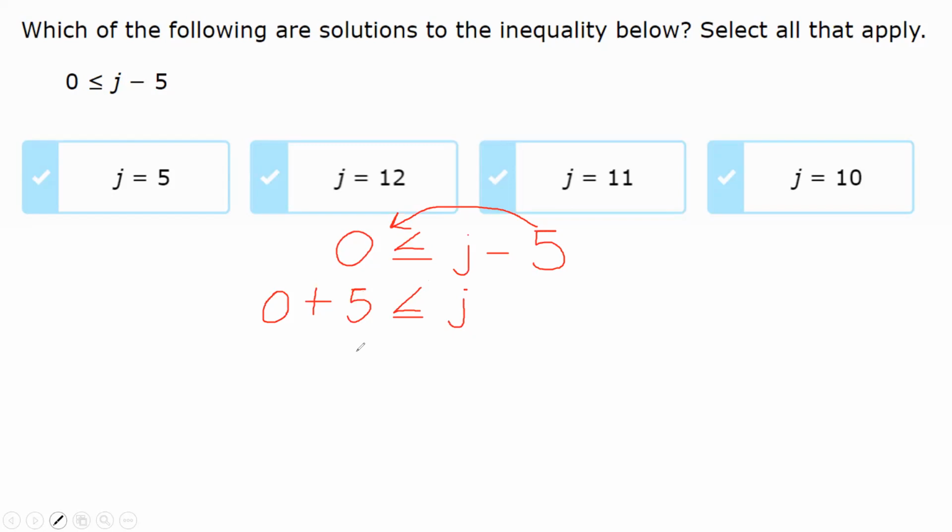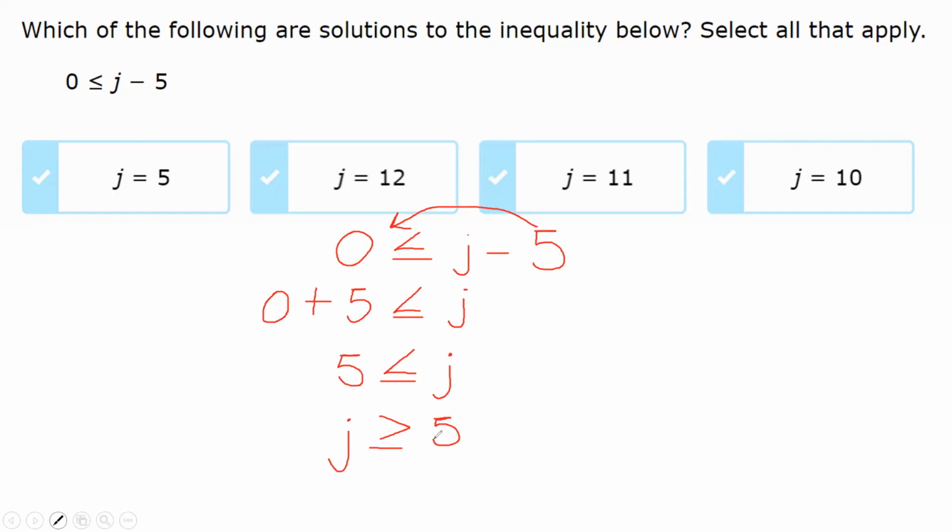What is 0 plus 5? That's going to be 5. So we have that 5 is less than or equal to J. Now, 5 is less than or equal to J. What does that mean about J? That means J is greater than or equal to 5, right? Greater than or equal to.